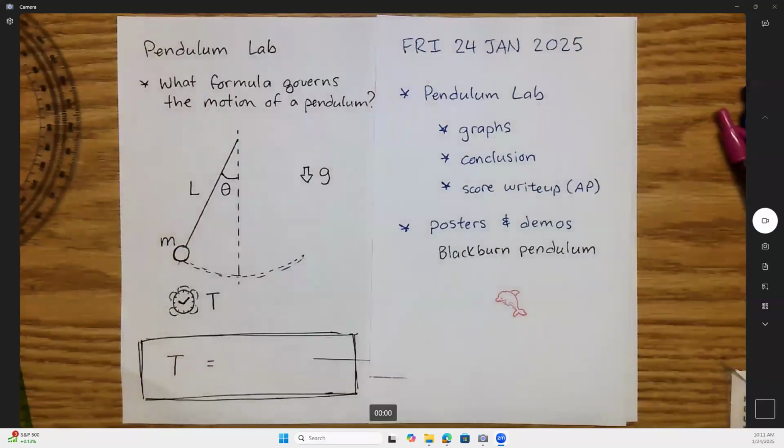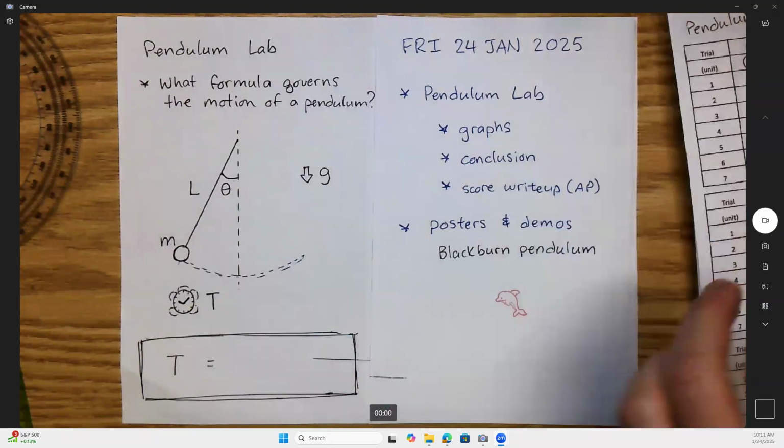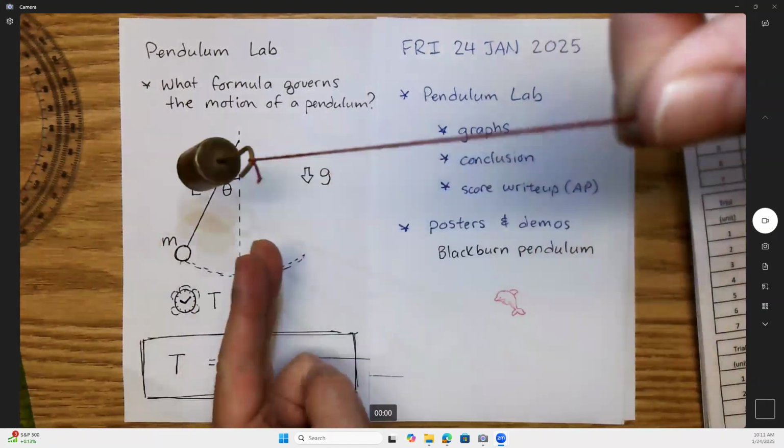And then here's our goal. We're headed towards trying to piece together an equation so we can figure out what's the physics that's governing the motion of a pendulum. How much time does it take to swing back and forth?